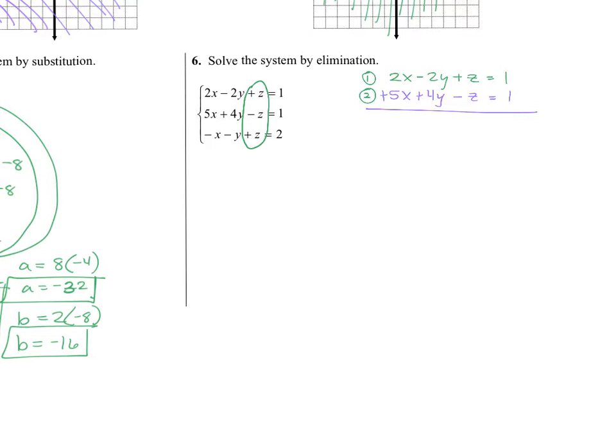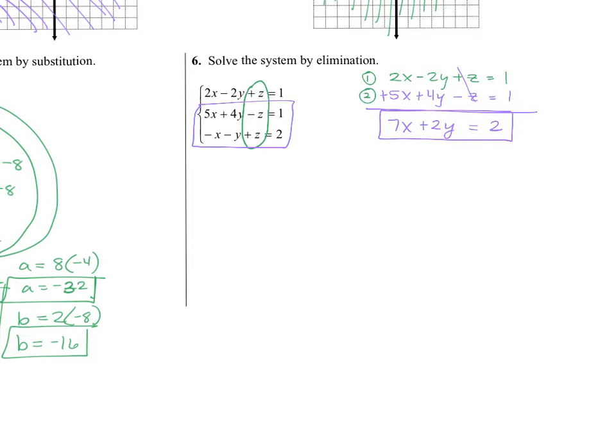Okay, so if I add these 2 together right now, I can say that 7x, -2 plus 4y is a positive 2y. This zeroes out, equals 2. Okay, so here's an equation that comes from 1 and 2 being eliminated. Then I can do 2 and 3 and eliminate my z's that way.